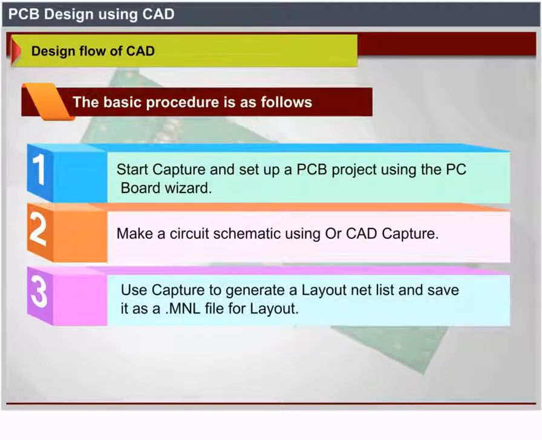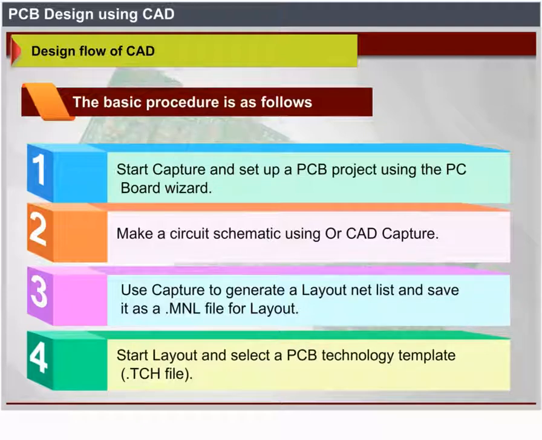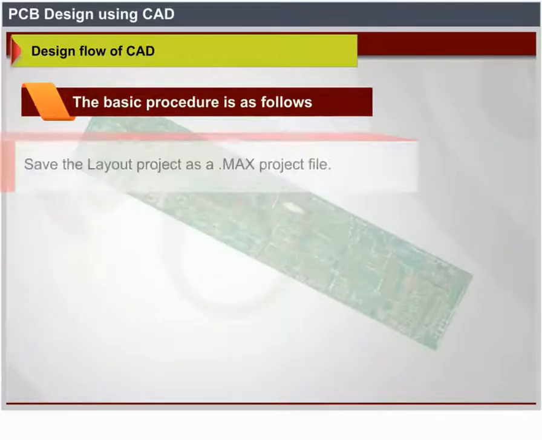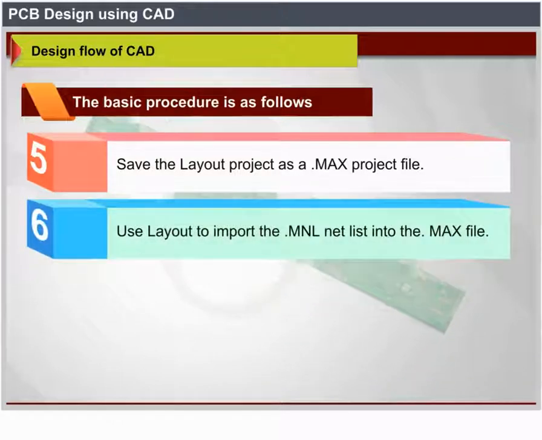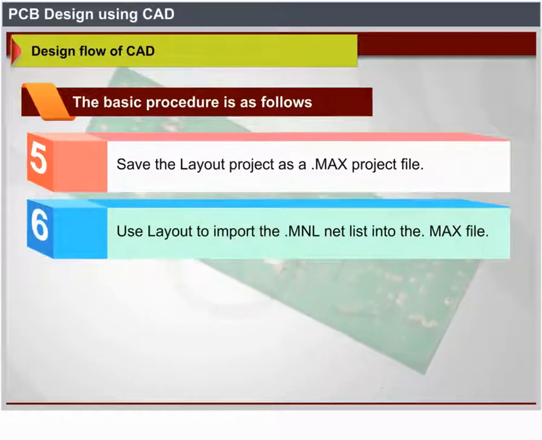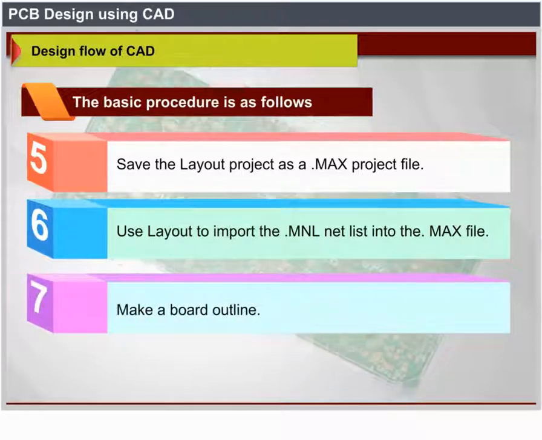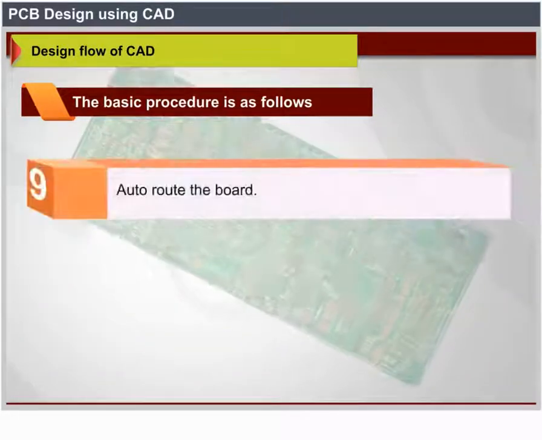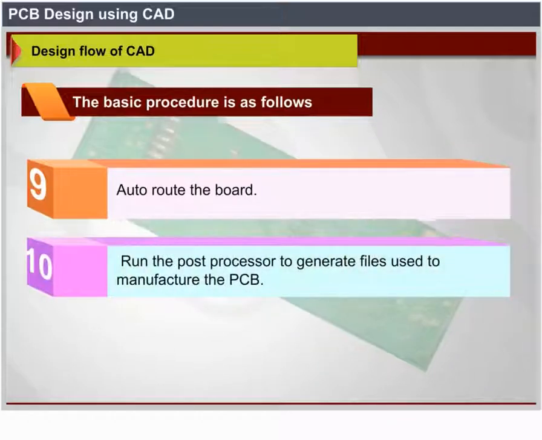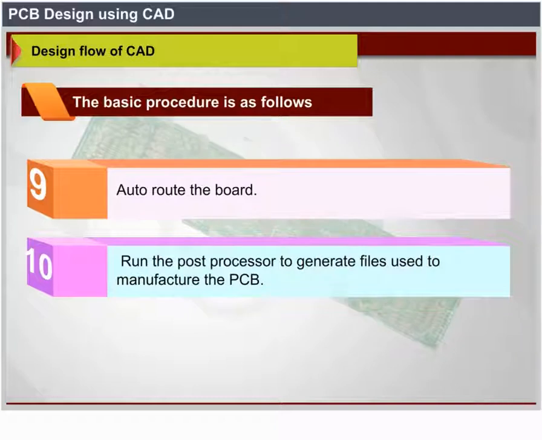Use Capture to generate a layout netlist and save it as a .mnl file for layout. Start layout and select a PCB technology template .tch file. Save the layout as a .max project file. Using layout, import the .mnl file netlist into the .max file. Make a board outline. Position the parts within the board outline. Auto-route the board. Run the post-processor to generate files used to manufacture the PCB.